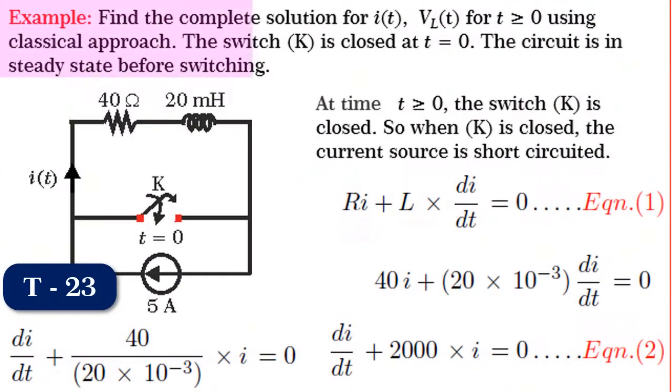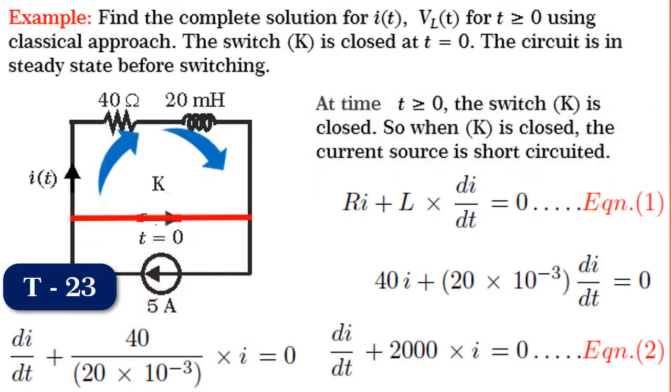Friends, now let us consider another interesting example to find the equation for I(t) and VL(t) for t greater than or equal to 0 in the circuit shown in the figure. The switch K is closed at t equal to 0. Also, it is given that the circuit is in steady state before switching. Friends, note that at t equal to 0, the switch K is closed. So, the current source of 5 ampere is short circuited and its value becomes 0.